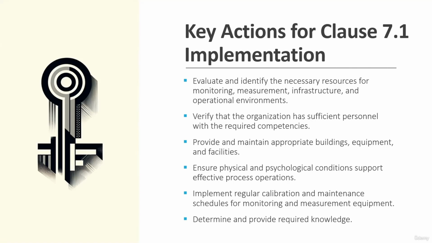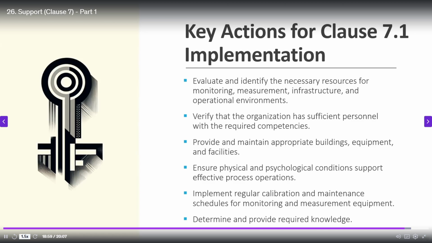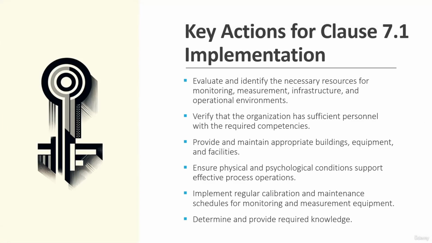First thing is they need to identify the types of resources they need, which we have talked about in 6 different components from 7.1.1 to 7.1.6. Companies need to see what they need to do their job. Then they need to verify that they have the right people with the right competency, the right building, equipment, facilities, and ensure that the physical and psychological conditions support the operation.